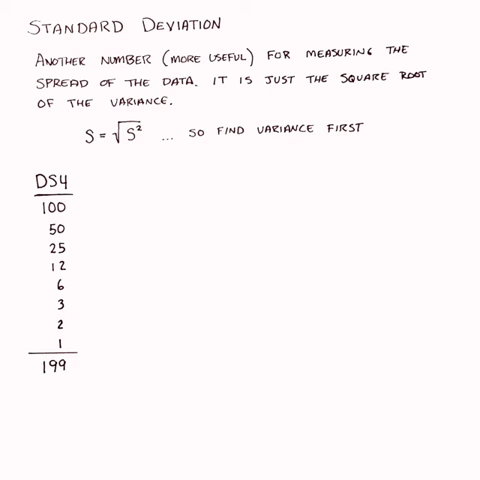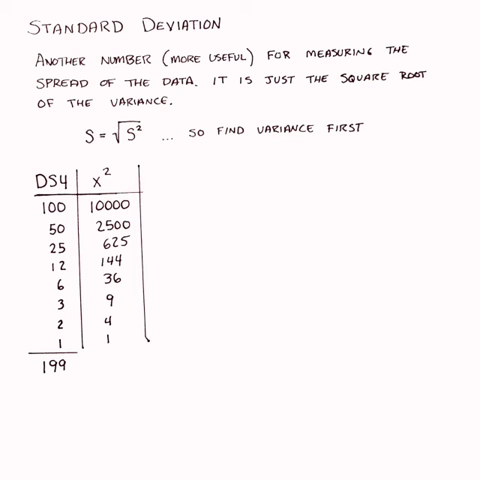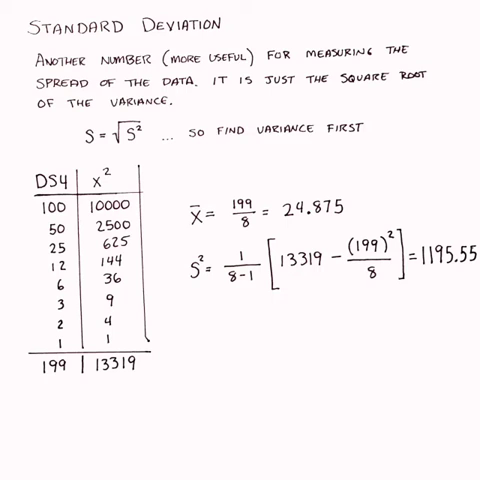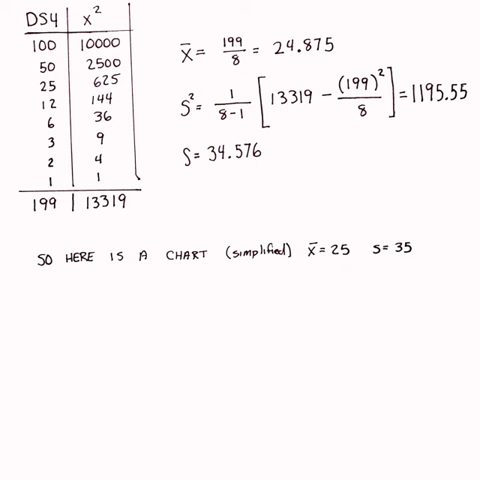I add them all up and I get 199. Next, I'm going to square all those numbers. I add all those numbers up together and I get 13,319. First, the mean for these numbers is 24.875 because we took the 199 and divided by 8 since there are 8 numbers there. I'm going to find the variance, but I'm going to use the alternate formula given later, and I plug in all those numbers that I've already found. And to find the standard deviation, I just take the square root of 1,195.55, and it gives me 34.576.